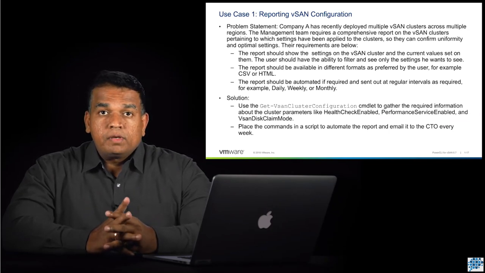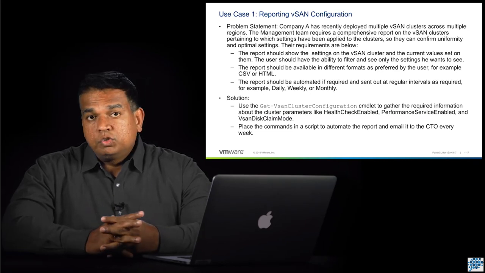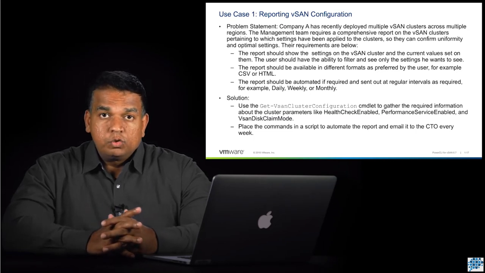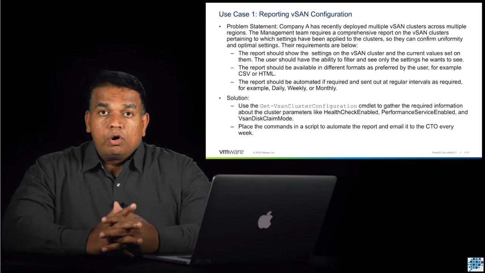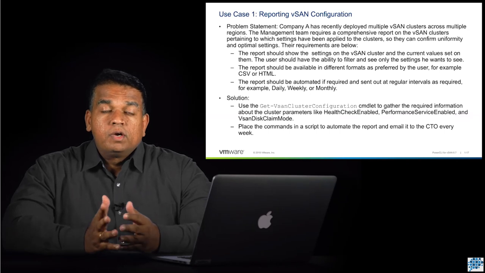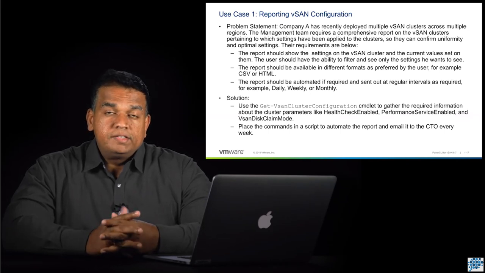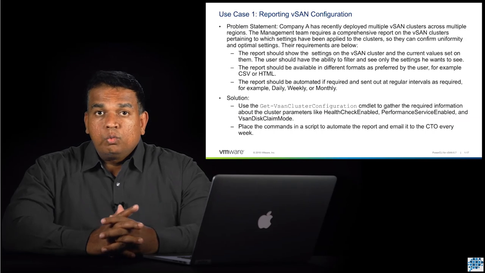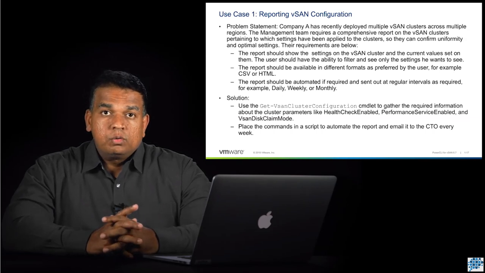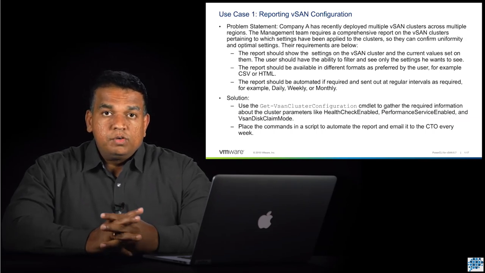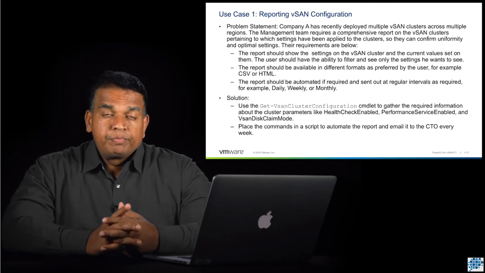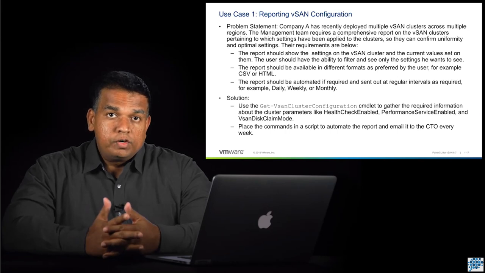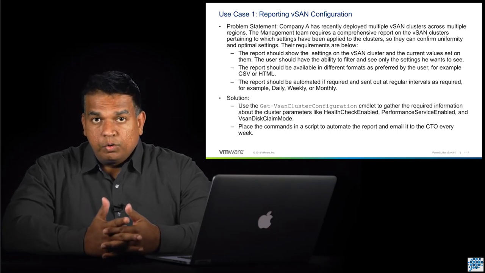So this is the scenario which is given to us, and now our job is to try and solve this issue by performing some kind of automation using PowerCLI, or writing a script which is going to meet these requirements. So one of the first points which we need to figure out is which are the PowerCLI commands related to vSAN which are going to be useful to us for generating this kind of report.